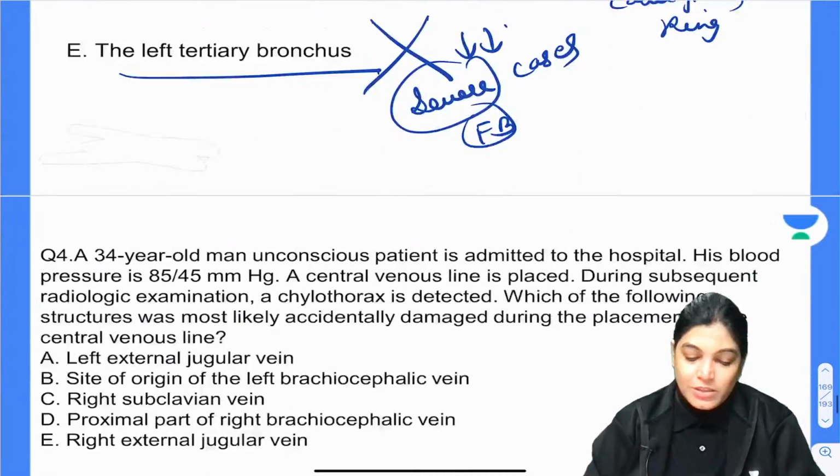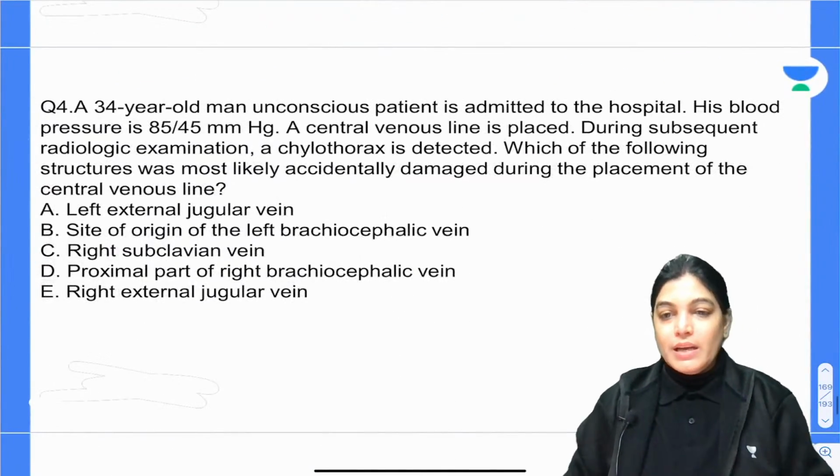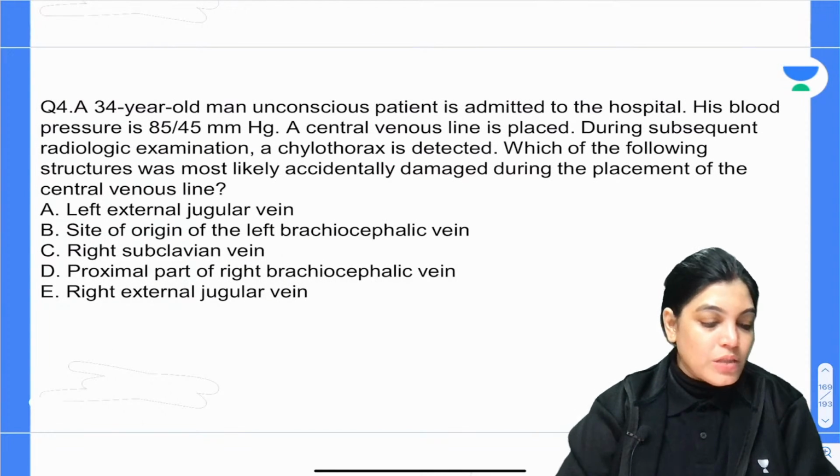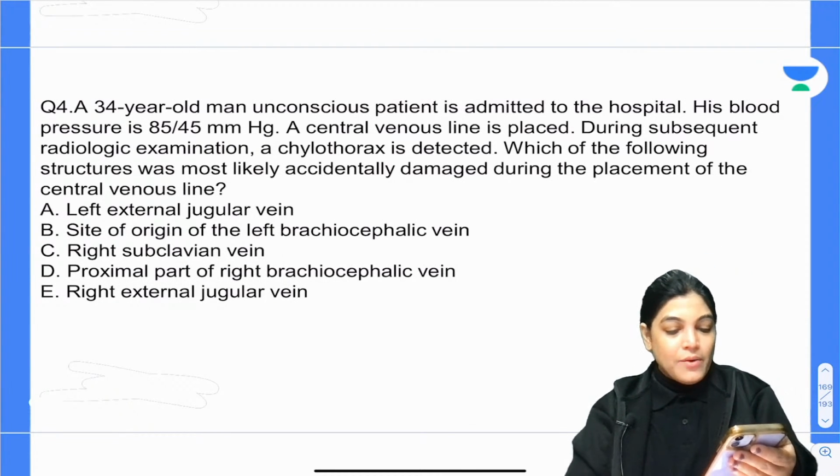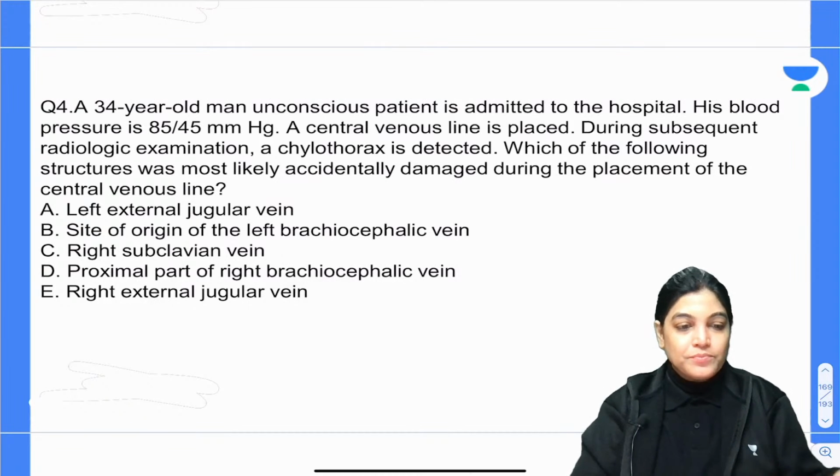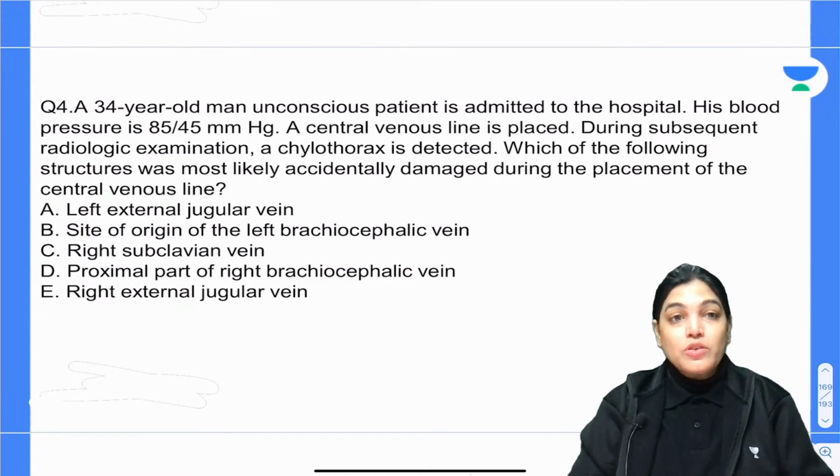Okay, my dear aspirants, let's move on to the next, that is question number 4. Is it clear? Can we move on to the next MCQ? Ajay, Selva, Parvez, everyone? So yes, let's move on to question number 4.